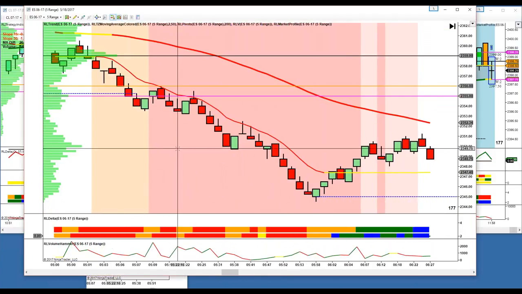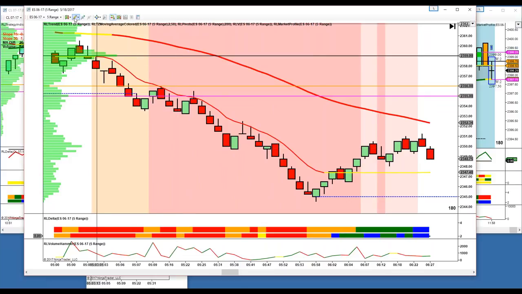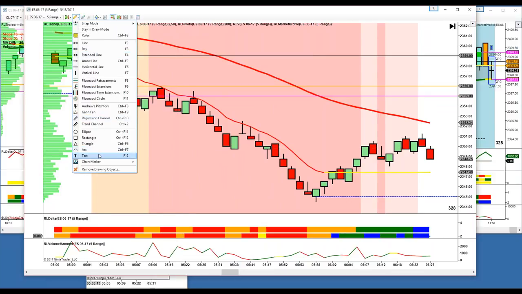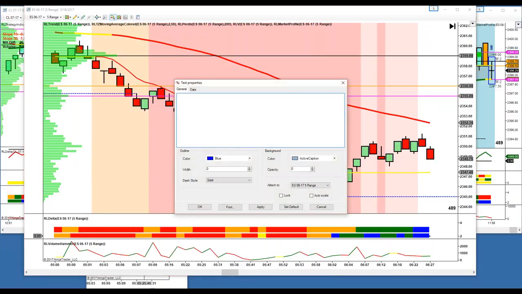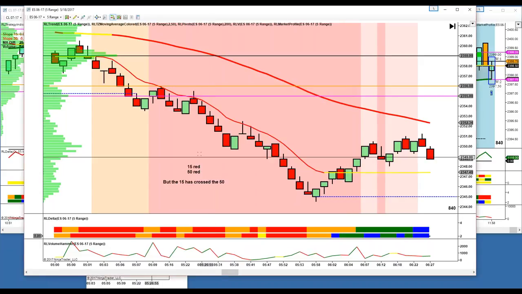When you're pink, well, pink's by far, obviously, the best short. That's when your 15 is red, your 50 is red, because you're on your higher time, and the 15 has crossed the 50, but it's not to the upside, it's crossed it to the downside.